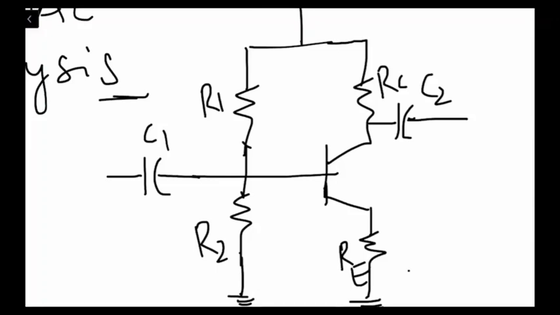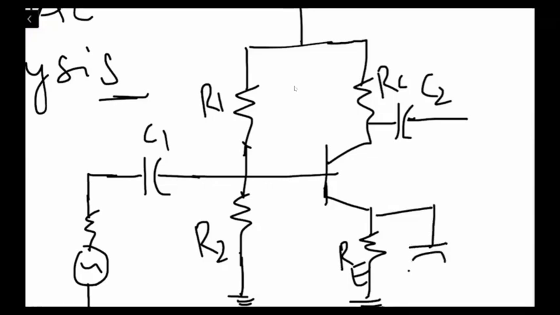Now as we are doing the AC analysis, we would also like to have the voltage source connected in the circuit. And when we connect the voltage source inside the circuit, we have something like this, the voltage source which is being connected in the circuit, right? As well as we have a capacitor that is being connected in parallel to the emitter resistance.